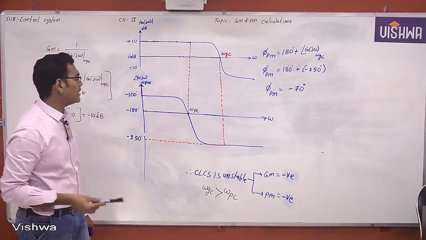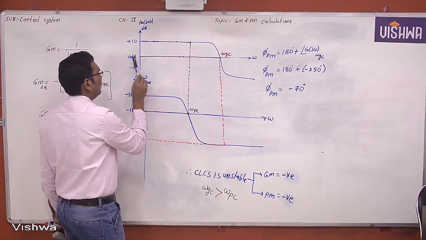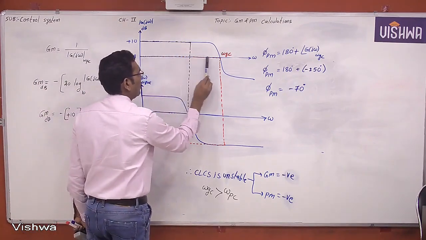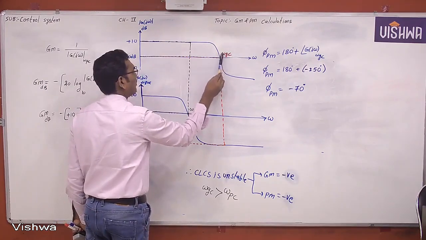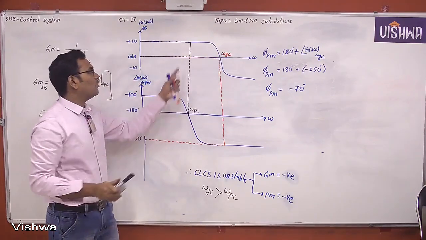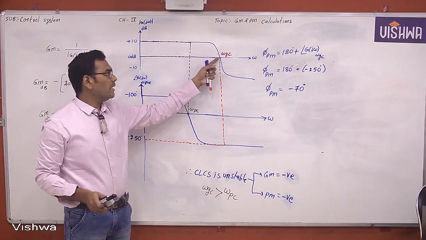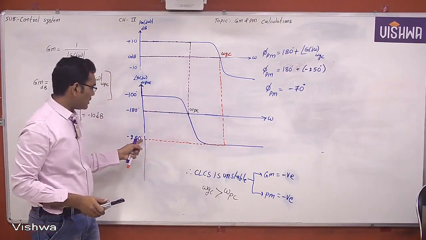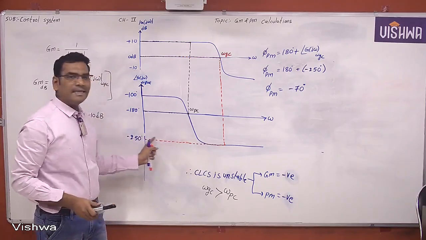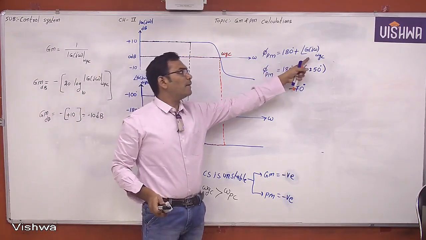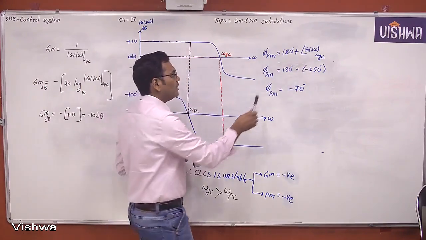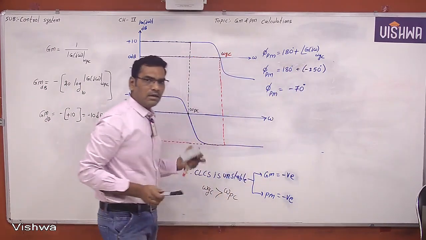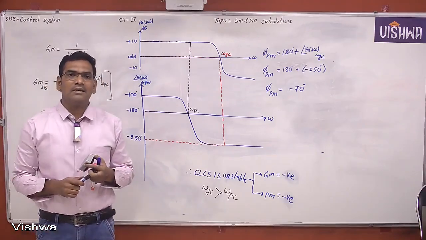But what is the phase margin? The phase margin is found where the magnitude is 0 dB. Now this is the 0 dB line, and this is the gain crossover frequency. At the gain crossover frequency, I want the phase angle. Now 180 degrees plus the angle of the open loop transfer function at that particular gain crossover frequency is nothing but the phase margin. Okay. Now this is the gain margin and this is the phase margin.